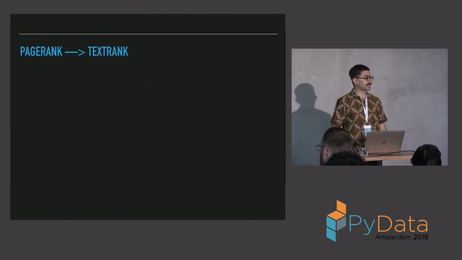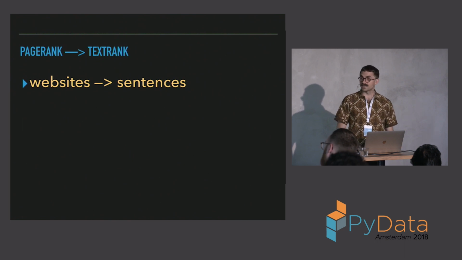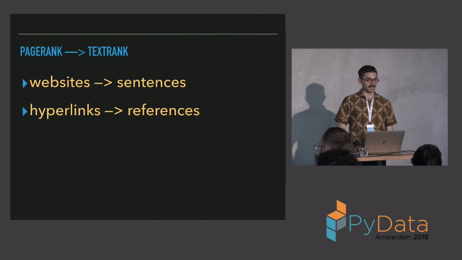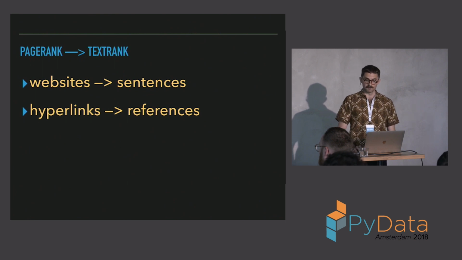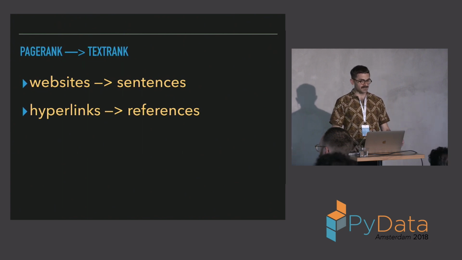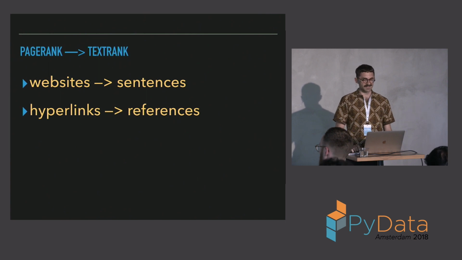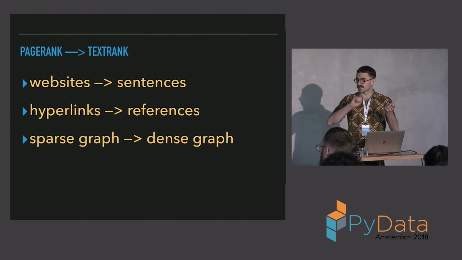So how do we represent our text as a graph? First, instead of the nodes of our graph representing websites, they now represent individual sentences. Secondly, instead of the edges of our graph representing hyperlinks pointing from one website to another, we now have sentences referring to one another in some way, which will become clear later in the talk. But whereas a website has a definite set of other websites to which it links, the same can't immediately be said about sentences. And as a result, whereas once we had a sparse graph, we now have a dense graph. That is to say, all nodes connect to each other.